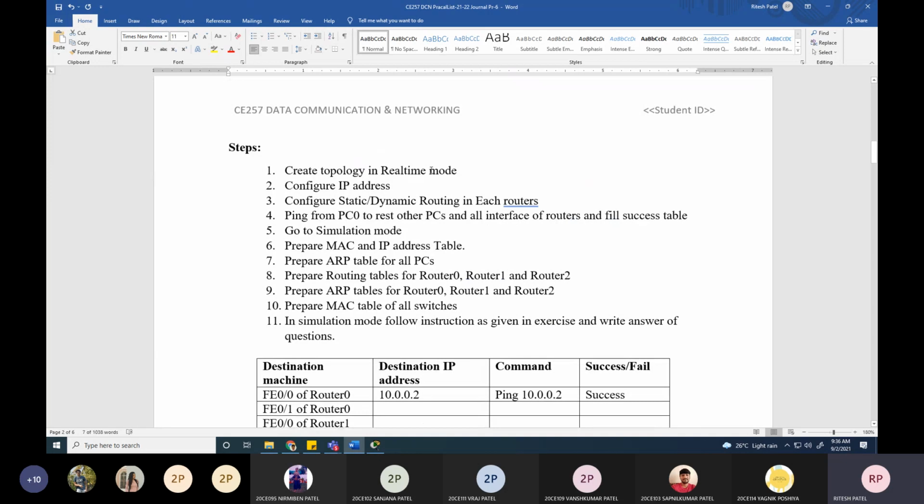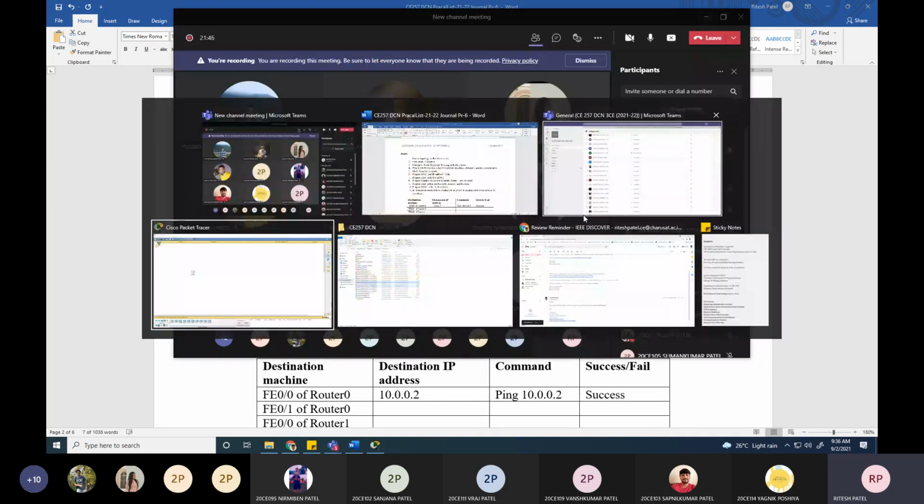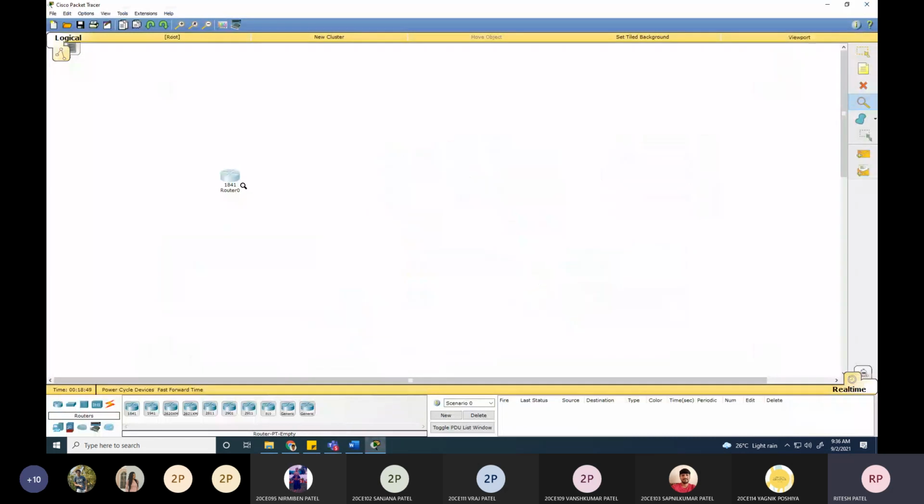So these are the steps students have to do. The first step: create the topology in real-time mode. So I have started Cisco Packet Tracer. I'm going to create the same topology in Cisco Packet Tracer, but I'm in real-time mode. That's a requirement.